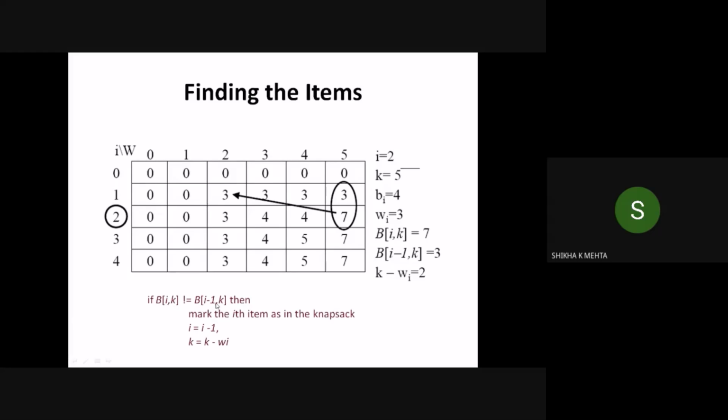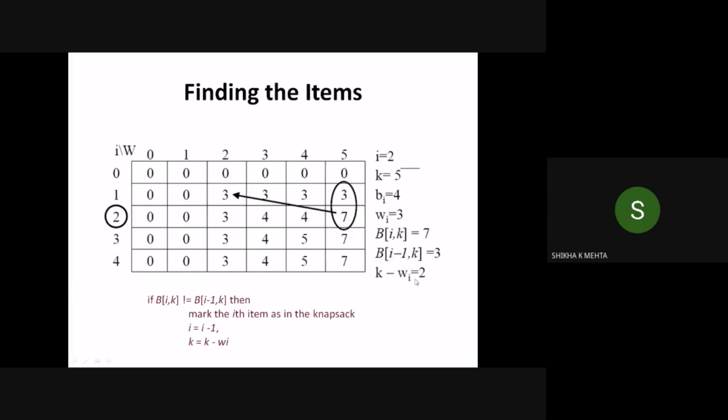If B[I,K] is not equal to this, then mark the ith item in the knapsack, I is equal to I minus 1. So here we are marking that the second item is kept in the knapsack, and after that what do we do? We reduce the value of I to I minus 1, and K is equal to K minus WI. The weight of the item is 3. So we are reducing this particular weight from the weight of the knapsack, which is 5. So 5 minus 3 is equal to 2. So here that is being done. K minus WI is equal to 2.